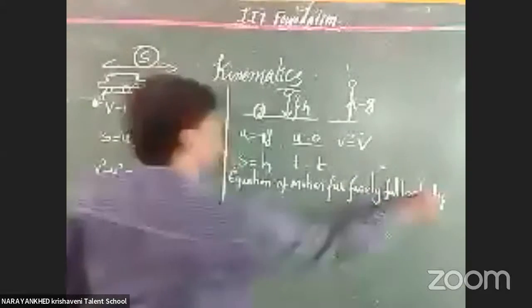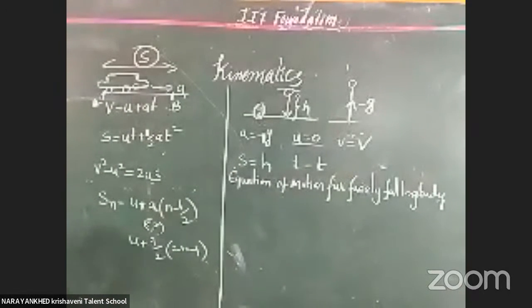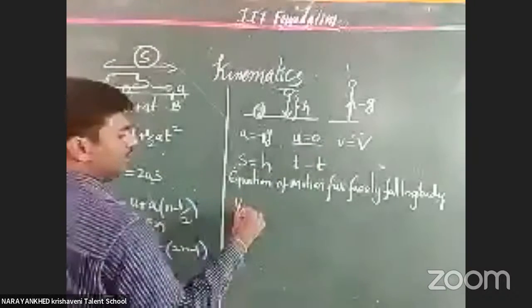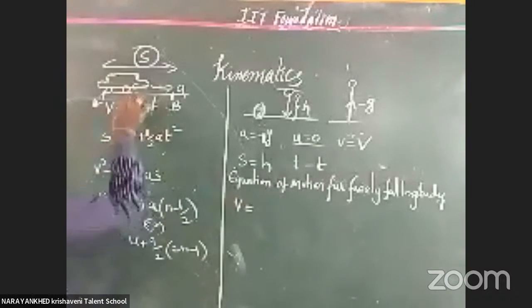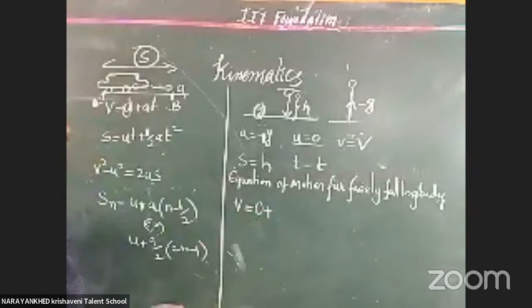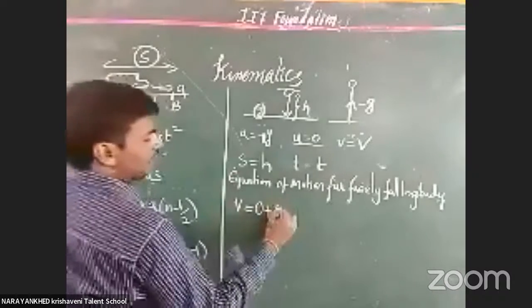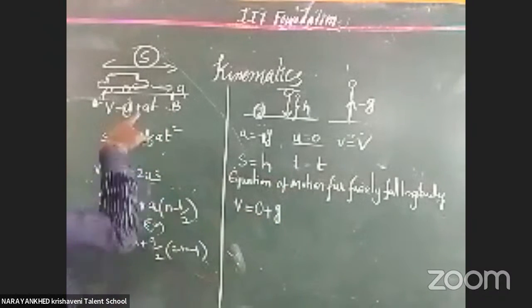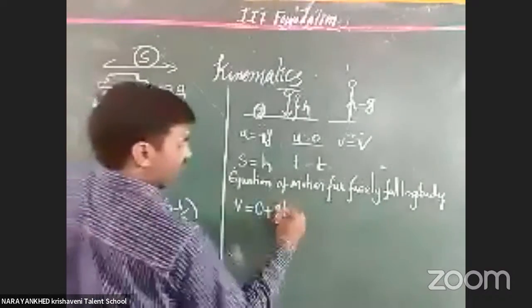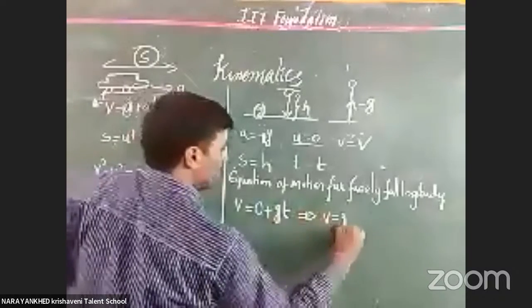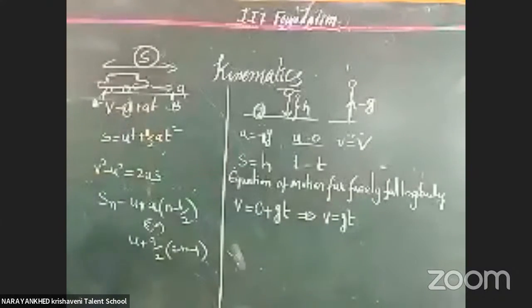Now, what happened? There, v is equal to v only. What is the u value? Here it is 0. Clear or not? 0 plus what is the a value? It is g. And what is here? t. v is equal to gt. Got it? Now, next.